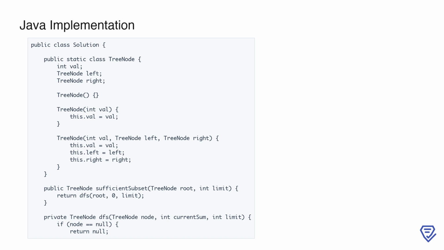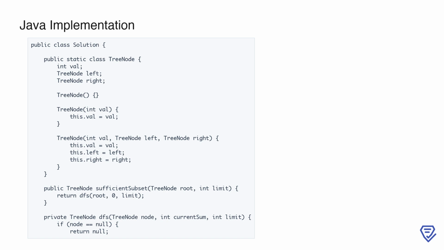Next, we define the main function, sufficient subset, which takes the root of the tree and an integer limit as input. This function calls a helper method, DFS, to traverse the tree and determine which nodes should remain. The DFS method is designed to perform a depth-first search.